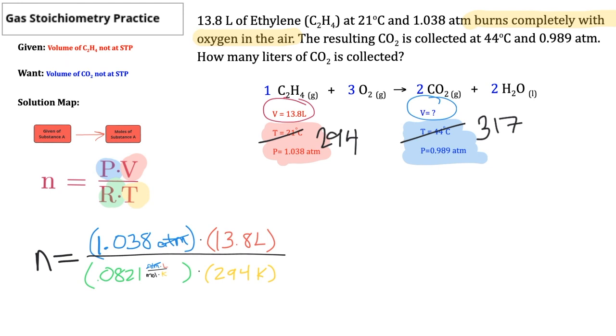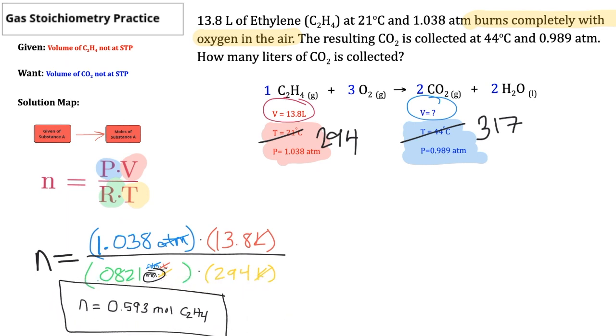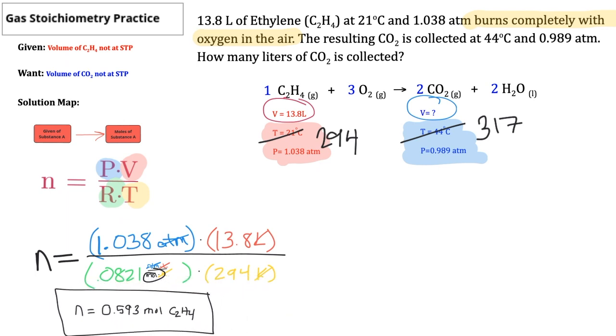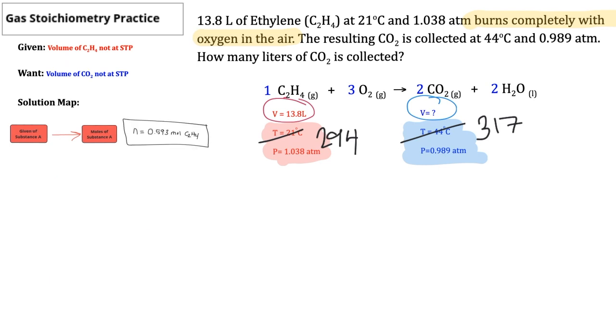I want you to notice how the gas constant R in the ideal gas law equation has units that cancel out with all the other units in the equation except for mole, which is why our answer will be in mole. And if we compute that answer, we find it to be 0.593 mole of C2H4.